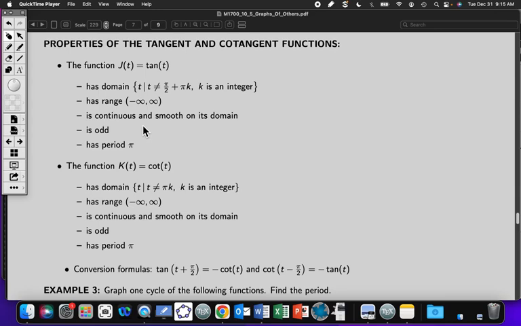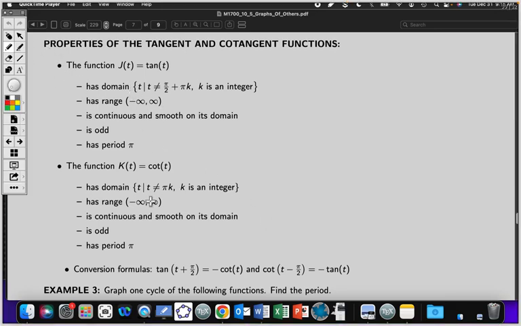So let's put all these things together. Domains come from domains of secant and cosecant. We mentioned in the last section as well that the range of tangent and cotangent are actually all real numbers. So you get everything. There's no gaps in the ranges for them. They're continuous and smooth on their domains. Both functions are odd. They have period pi. And let's look at the conversion formulas.